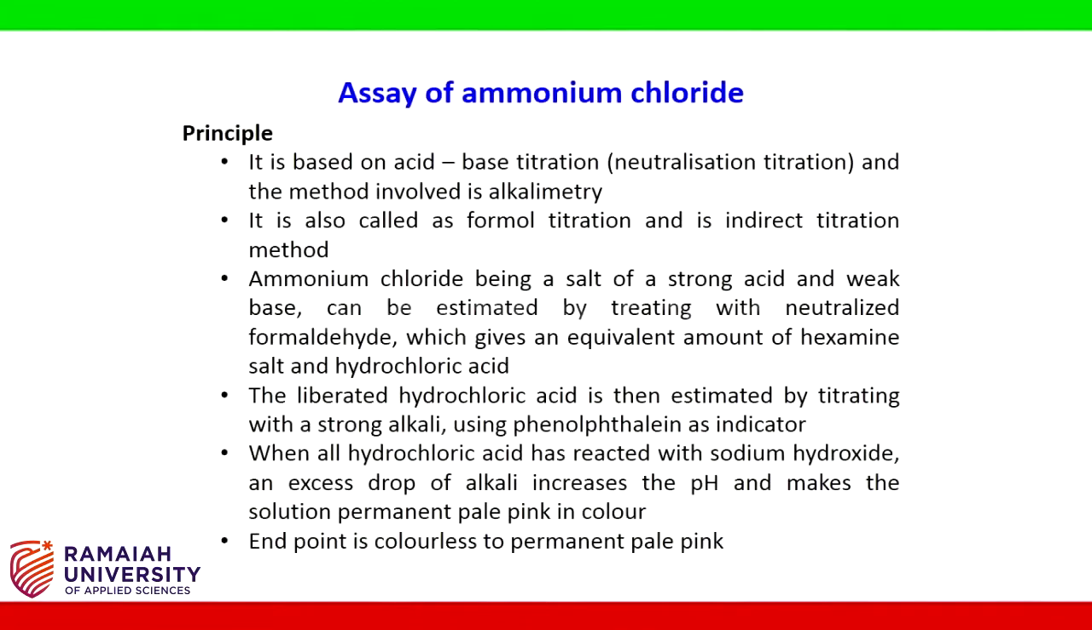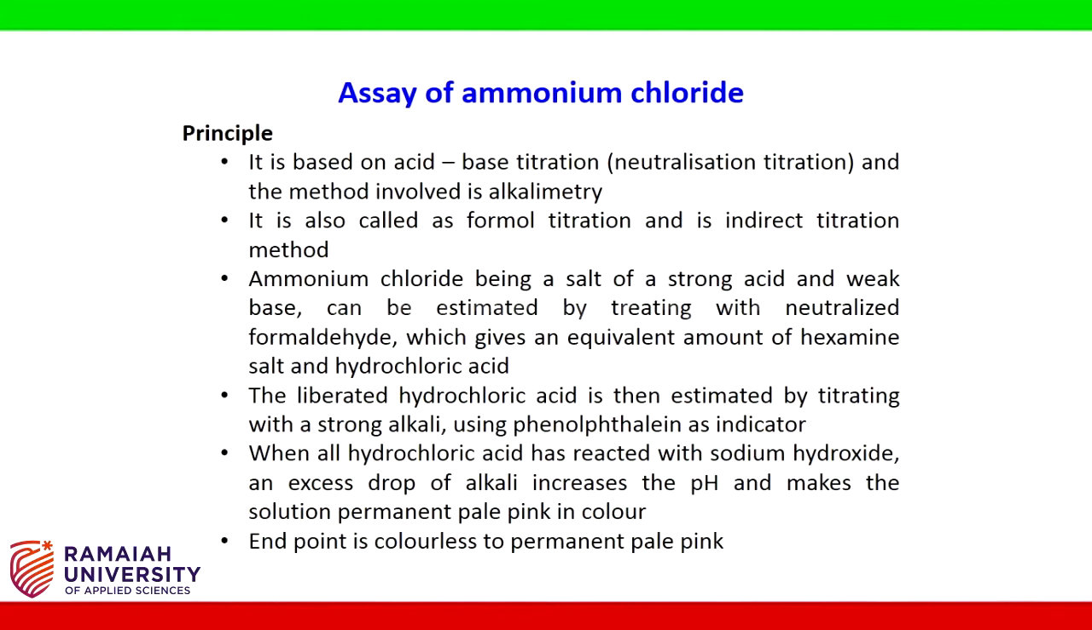Principle involved. Assay of ammonium chloride is based on acid-base titration and the method involved is alkalimetry. It is also called formal titration and is an indirect titration method. Ammonium chloride, being a salt of a strong acid and weak base, can be estimated by treating with neutralized formaldehyde, which gives an equivalent amount of hexamine salt and hydrochloric acid.